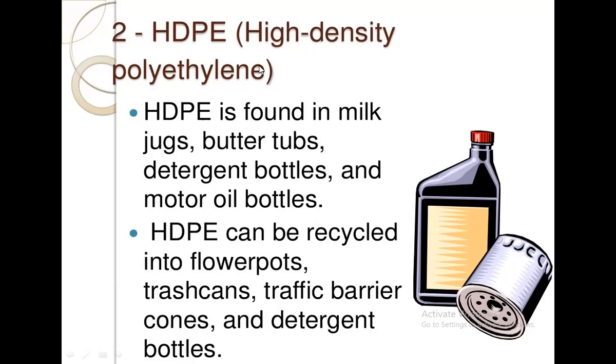HDP, high density polyethylene, is used for motor oil bottles, the engine oil bottles like Castrol, butter tubs, milk jugs, detergent bottles. These are also recycled. HDP can be recycled into flower pots, trash cans, traffic barrier cones, and detergent bottles.